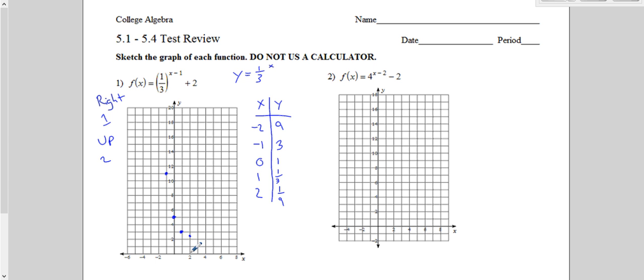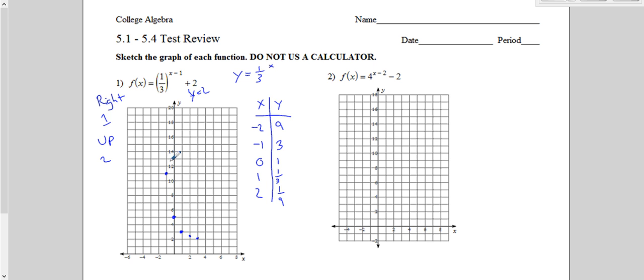And 2 and 1/9, that's really close to the x-axis. So right 1 and up 2. It's going to be really close to the y equals 2 line. And if you think about this, my asymptote is y equals 2. So I know that when I'm drawing out my line, instead of getting closer and closer to 0, it's getting closer and closer to 2.